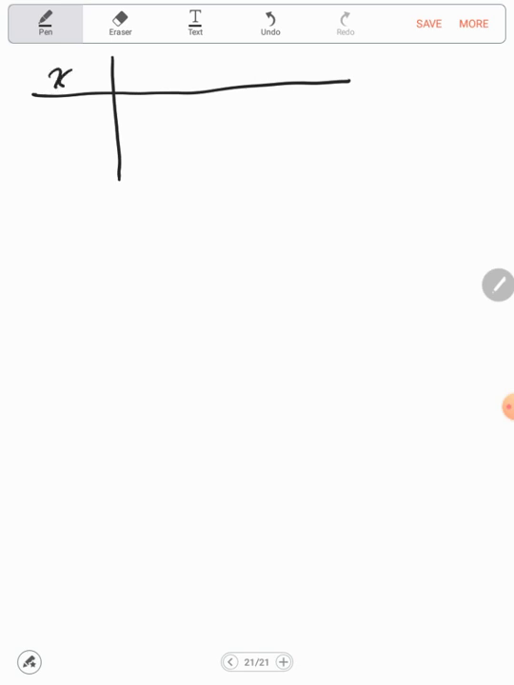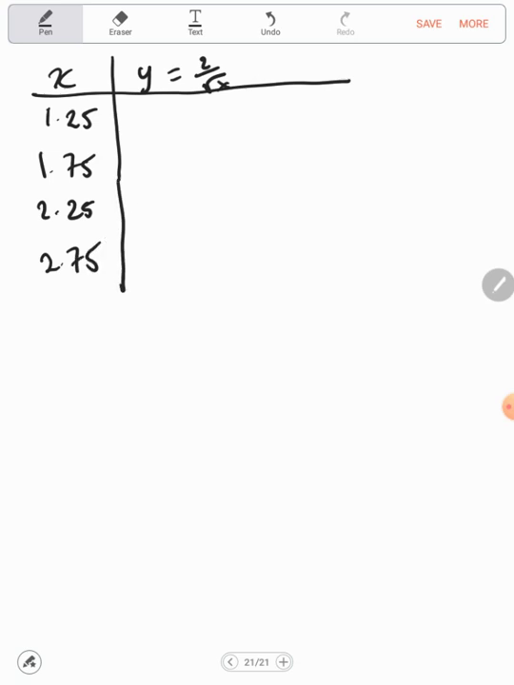Okay, after finding the midpoints, we can now find the y coordinates using the midpoints. So we have 1.25, 1.75, 2.25, 2.75. And when we replace these midpoints in this equation, the first one we get 1.7889, 1.5119, 1.333, and 1.2060.